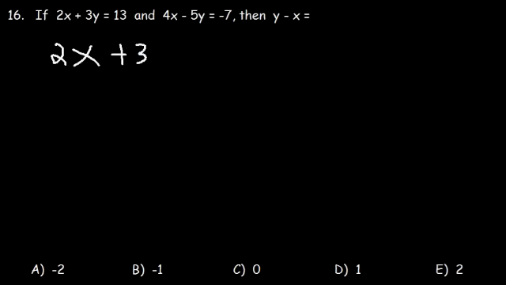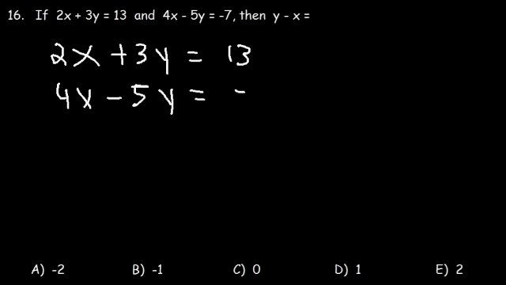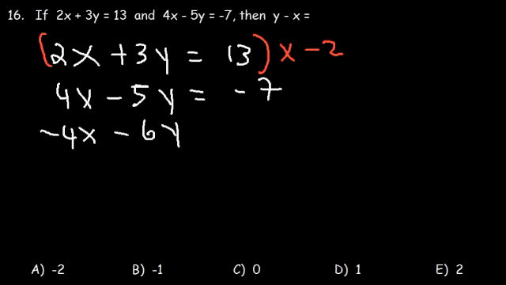So 2x plus 3y is equal to 13. And 4x minus 5y is equal to negative 7. Now, let's multiply the first equation by negative 2 so that we can get negative 4x, and then we can add the two equations. So negative 4x, and then 3y times negative 2 is negative 6y.